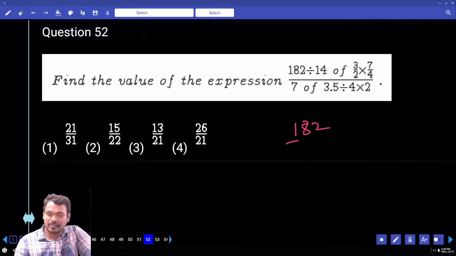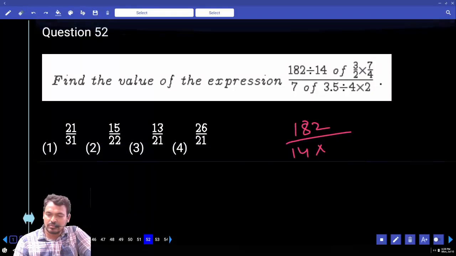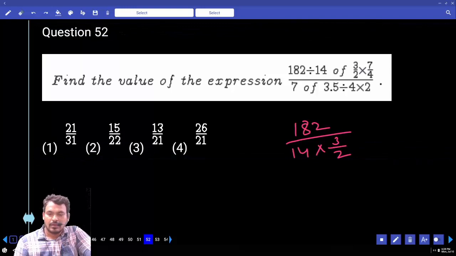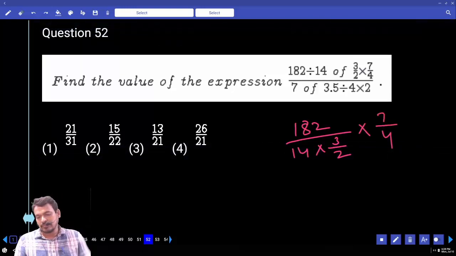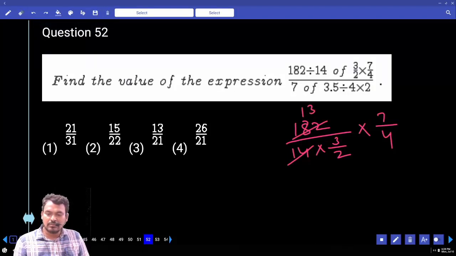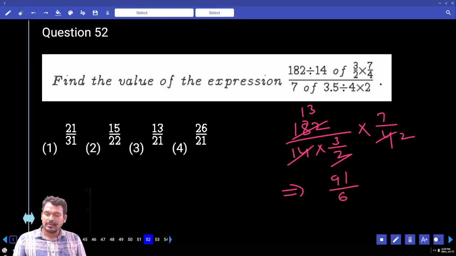182 divided by which one? 14 into 3 by 2 multiplied by which one? 7 by 4. 14 how many times? 182. 13 times. And here 2 how many times? 4. 2 times. What is the remaining numerator value? 91 divided by 6. What is the denominator value?